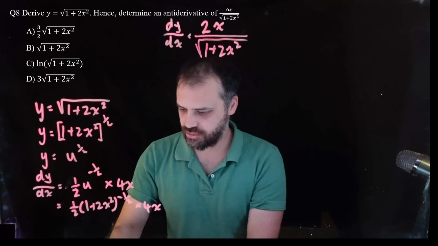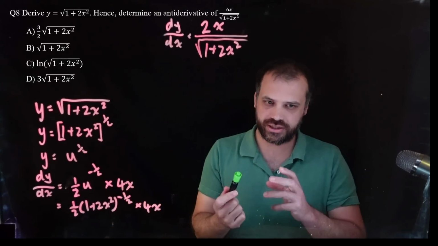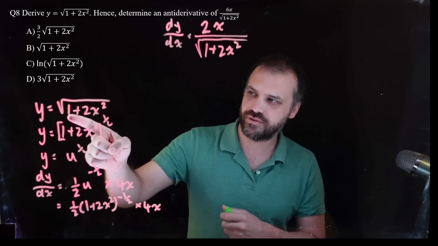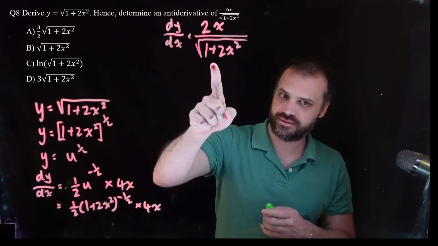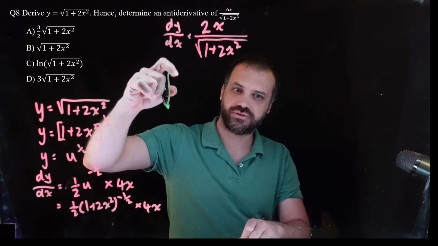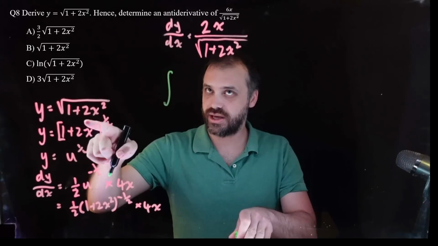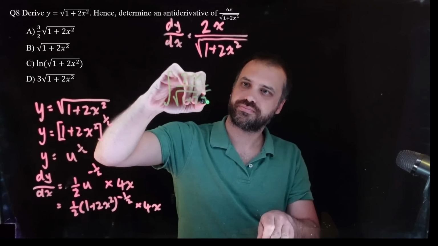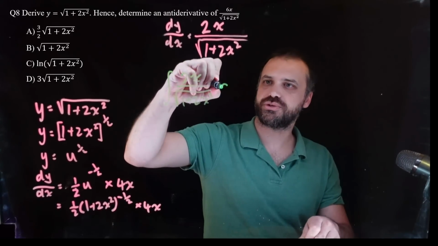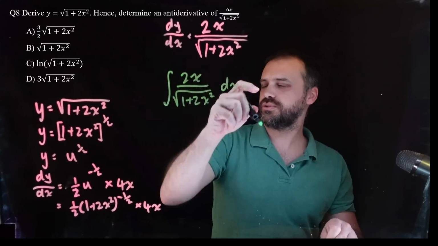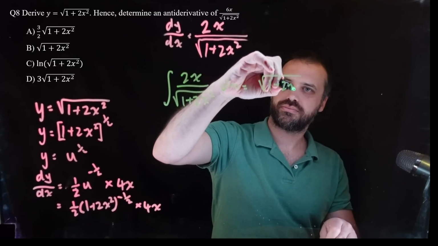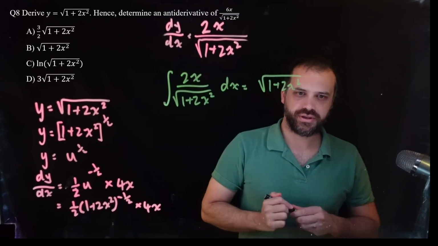So here's how we go about that. This proof by recognition thing. Your next step is to say, well, if the derivative of that is that, then the integral of that, with respect to x, equals this.